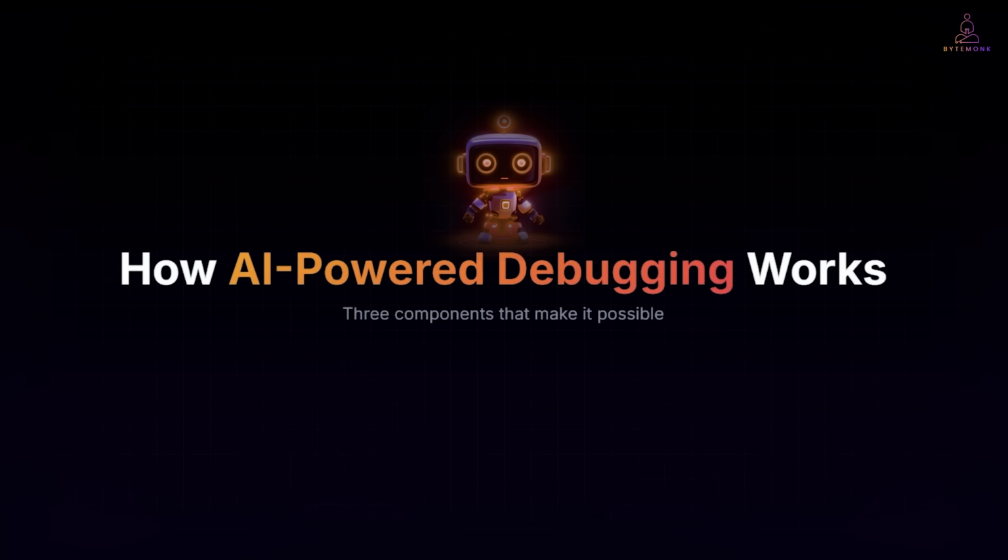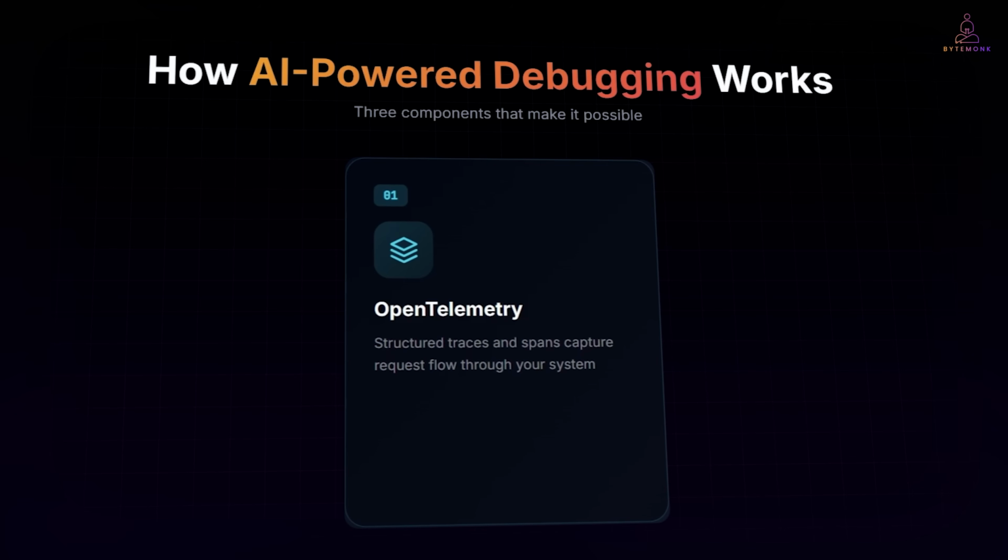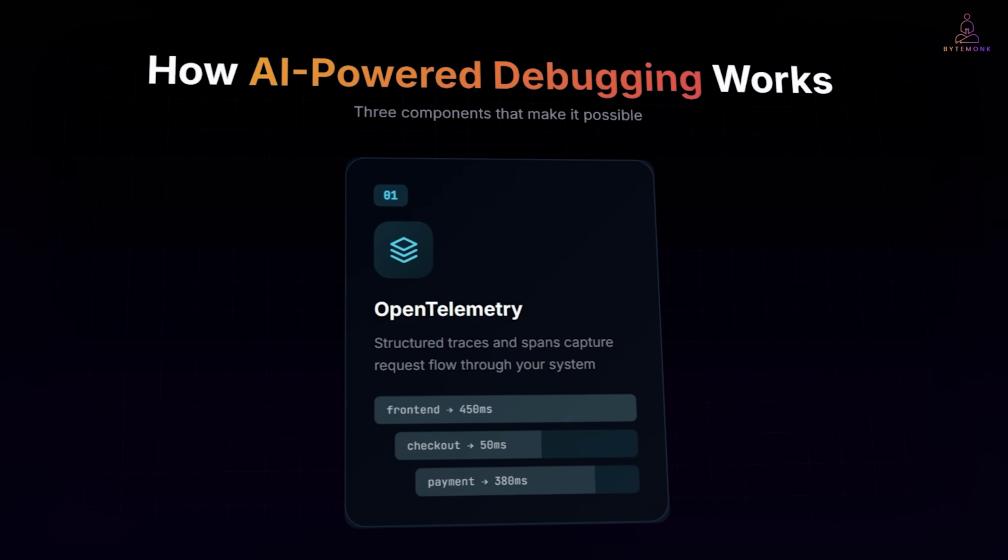Alright, let's get to the technical details. How does an AI agent actually debug production systems? There are three components that make this work. Component 1, OpenTelemetry instrumentation. Your services need to emit structured telemetry, traces that capture the flow of requests through your system, spans that capture timing and metadata for each operation. This is the raw material for any investigation, human or AI.